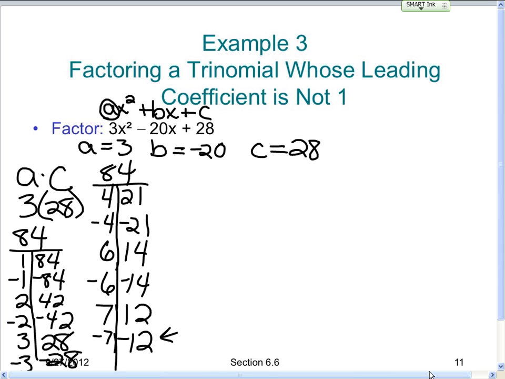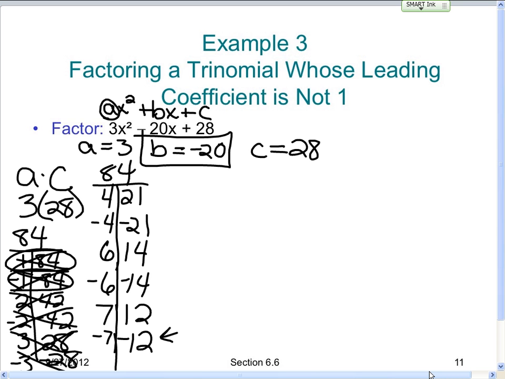In other words, we're going to add the 1 and the 84. What's 1 plus 84? Well, it's 85. My goal is to find negative 20. Well, 85 is not negative 20. Negative 1 plus a negative 84 is not negative 20. 2 and 42, 3 and 28, 4 and 21. Let's look at 6 and 14.